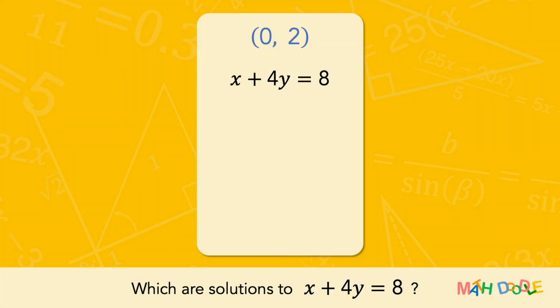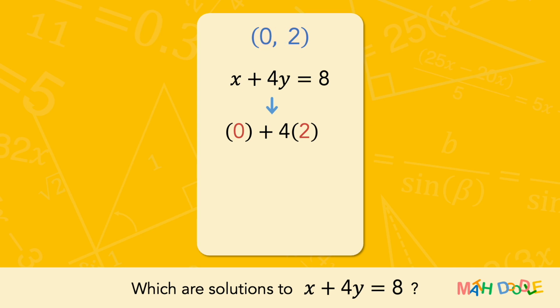In algebra, equations are always balanced. In other words, the left side of an equation is always equal to the right side of the equation. So, to check if this ordered pair is a solution to x plus 4y equals 8, we are going to substitute 0 for x, and 2 for y, and see if the equation is true.